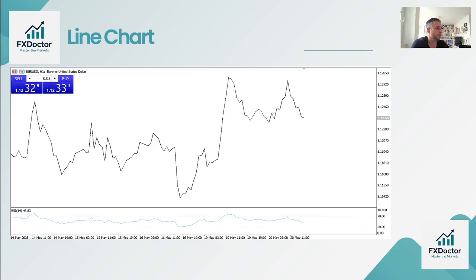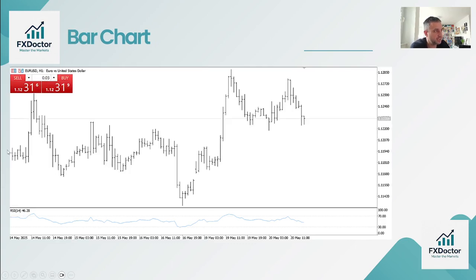Okay, this is a line chart. It connects all closing prices. This is the euro versus United States dollar chart, closing prices, as you can see. Same thing with the bar chart, but the bar chart gives us more information in that time frame.